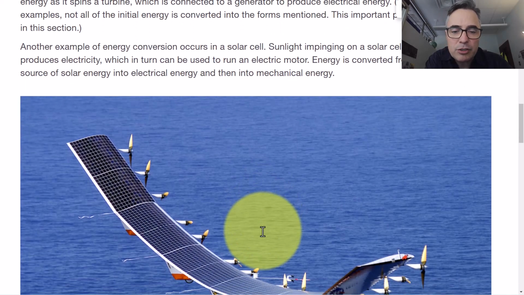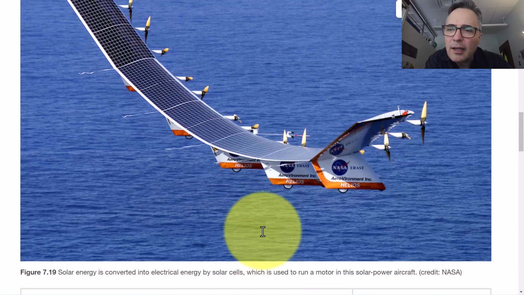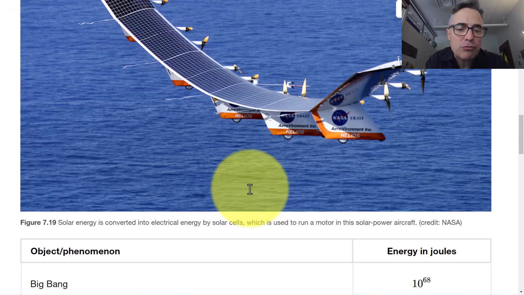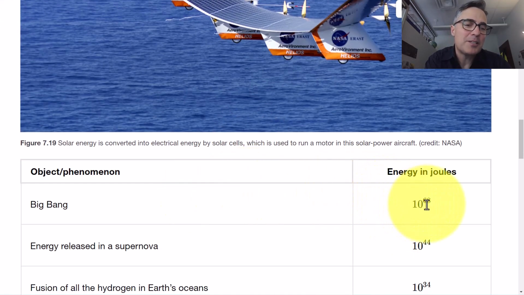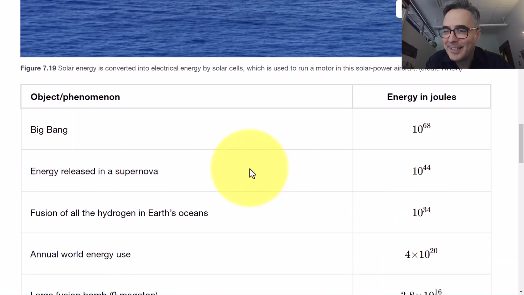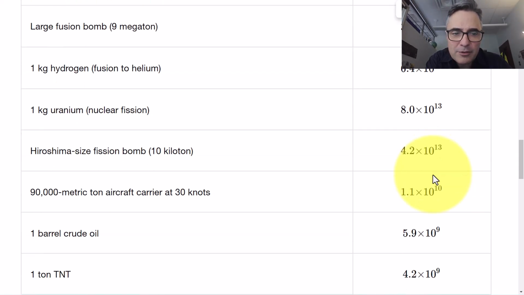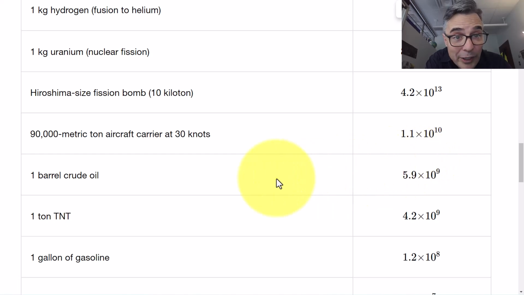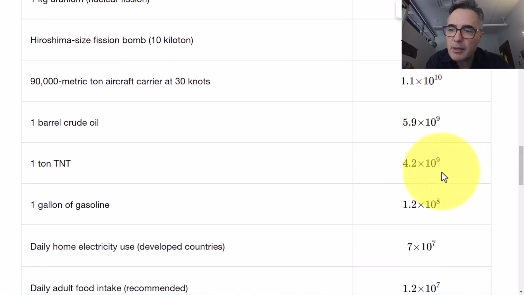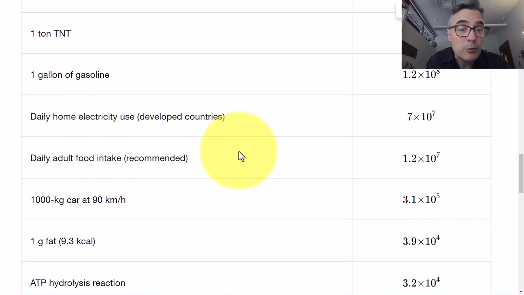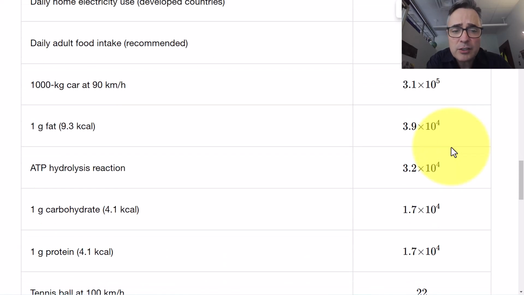So they talk a little bit about transformation of energy. These are systems where something happens and some amount of energy is transferred. So the Big Bang, 10 to the 68 joules were transferred. I don't know where that comes from. Supernova, this makes sense. Yeah, you got about 10 to the 44 joules released. There's all these different things. A barrel of crude oil, when it's burned, produces this much joules. A ton of TNT when it's exploded. So all these things. Daily adult food intake recommended is 1.2 times 10 to the 7 joules. All of these things are for our energy.